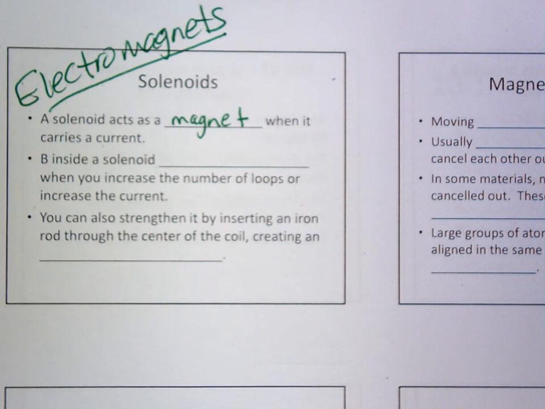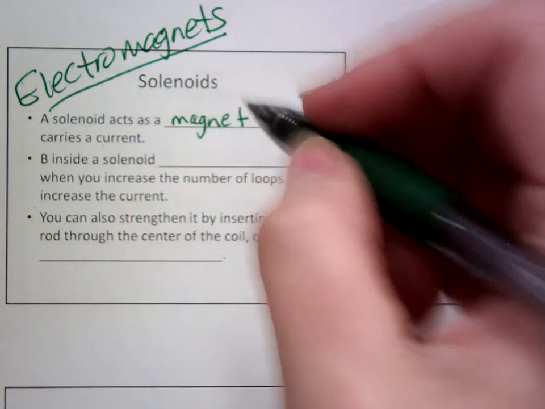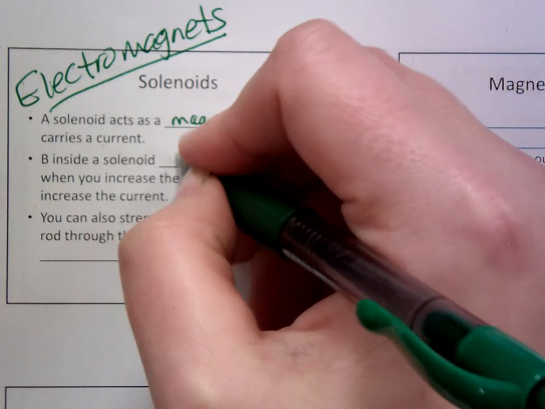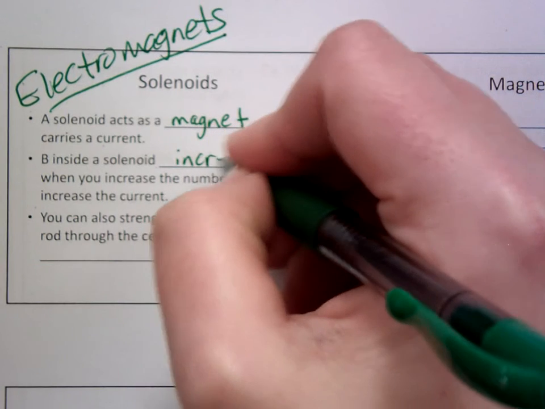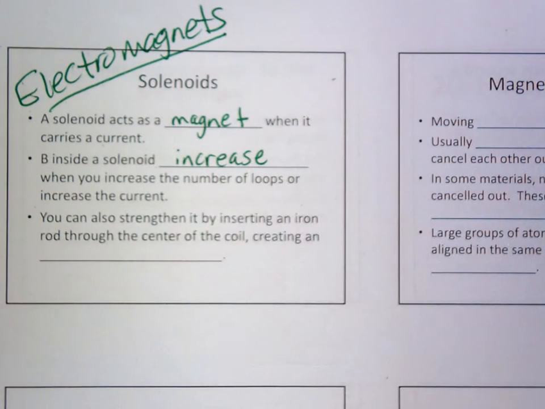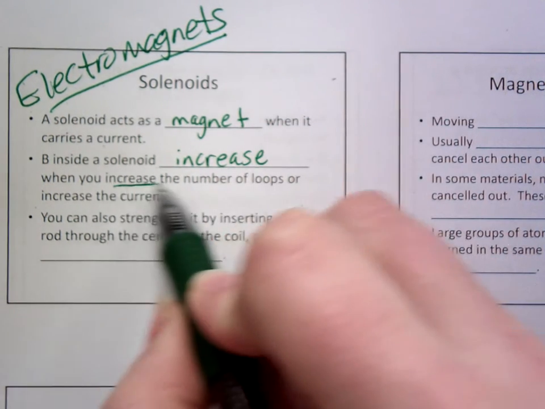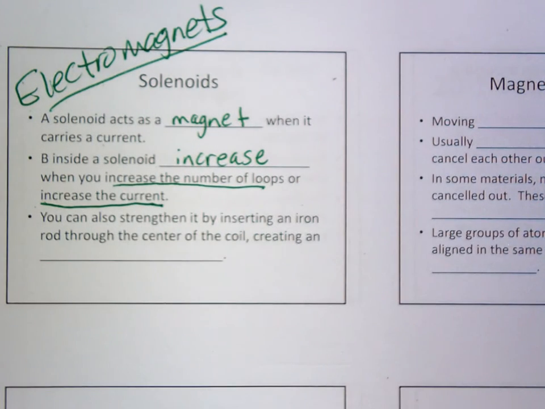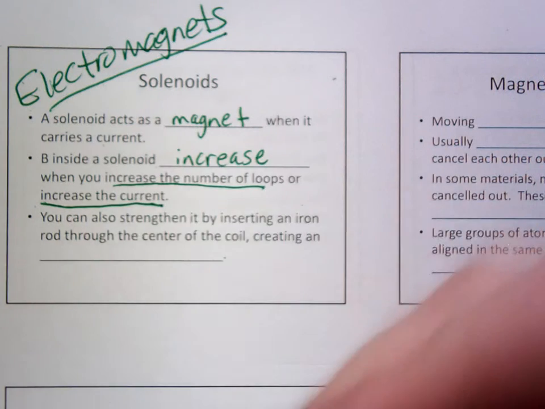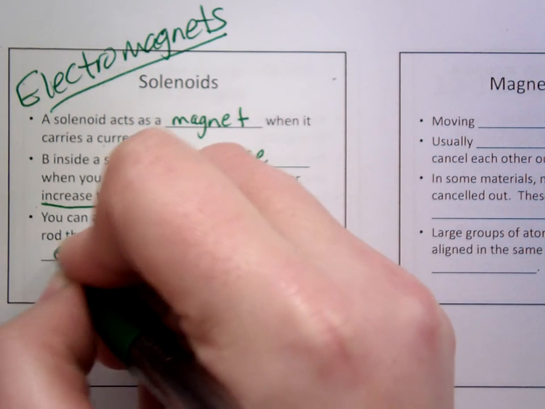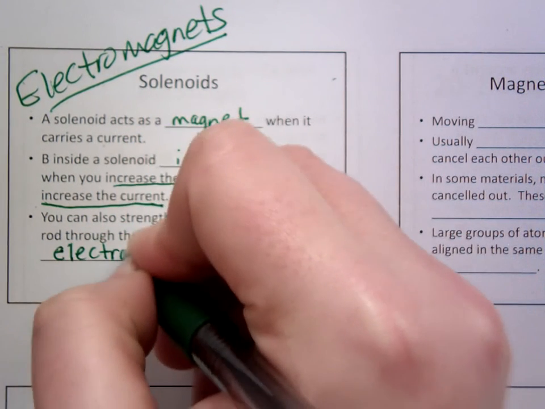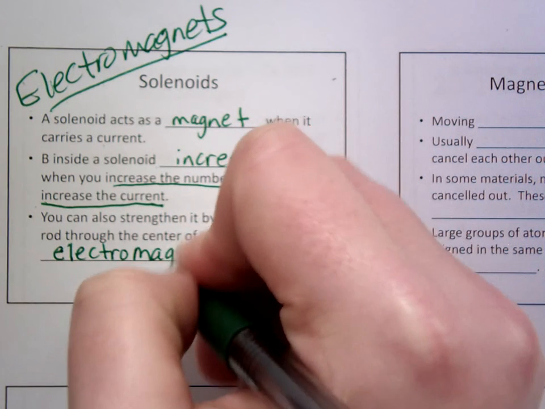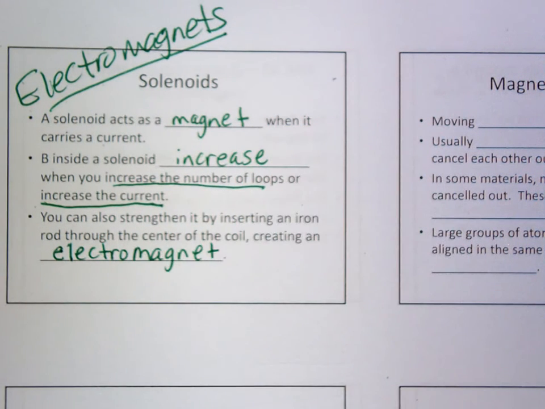Now there are different ways you can increase the strength of an electromagnet. You can increase the magnetic field if you increase the number of loops or increase the current. You can also strengthen it by inserting an iron rod through the center of it. Now it says this is what creates the electromagnet, but actually it's really once you run a current through the wire.